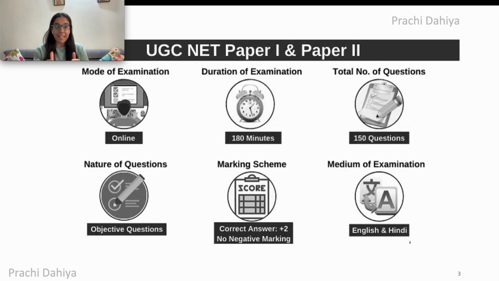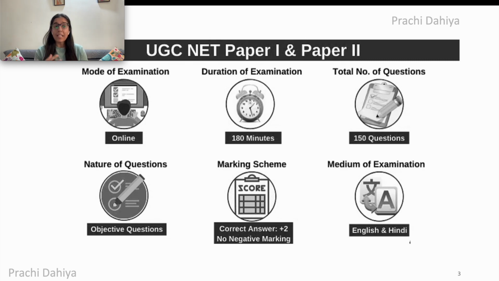Starting with what the paper entails. We know that the mode of examination now is totally online. The duration of the examination is 180 minutes for 150 questions, so you have a minute and more to solve one question. All the questions are objective, which is one of the biggest helps, because you do not have to write anything like in CA exams. This is totally objective.